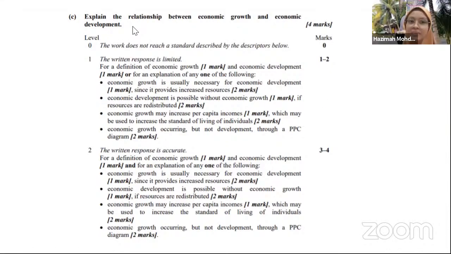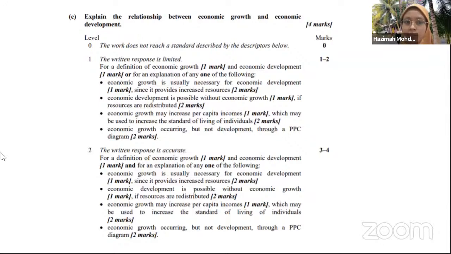Contoh soalan, explain the relationship between economic growth and economic development. Kita tengok dekat markah 3 ke 4. Dia cakap dekat sini. Kena define dulu economic growth and economic development macam biasa sebab kita kena define apa economic term dekat sini. And then second one, kalau dekat sini dia cakap economic growth, kita boleh cakap relationship tu whether economic growth tu is usually necessary for economic development since it provides increased resources just as I said before. And then you can also say that economic development is possible without economic growth if resources are redistributed.